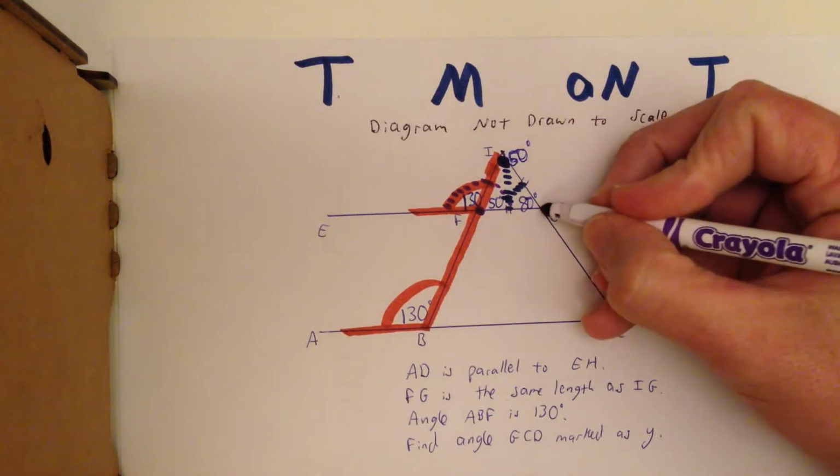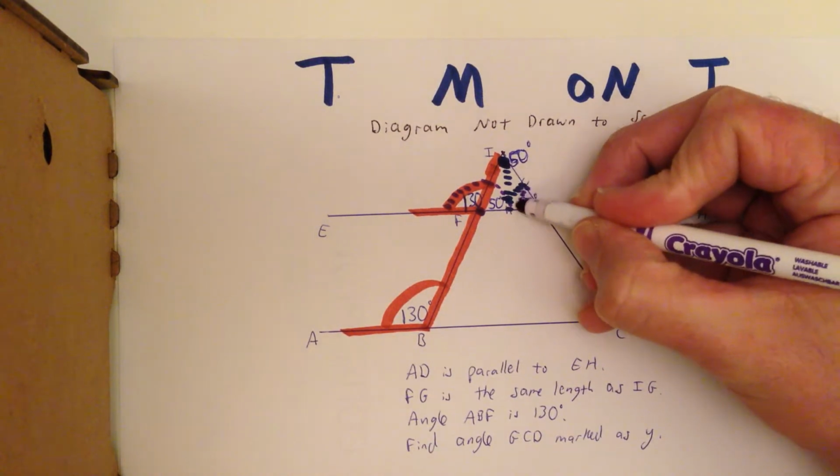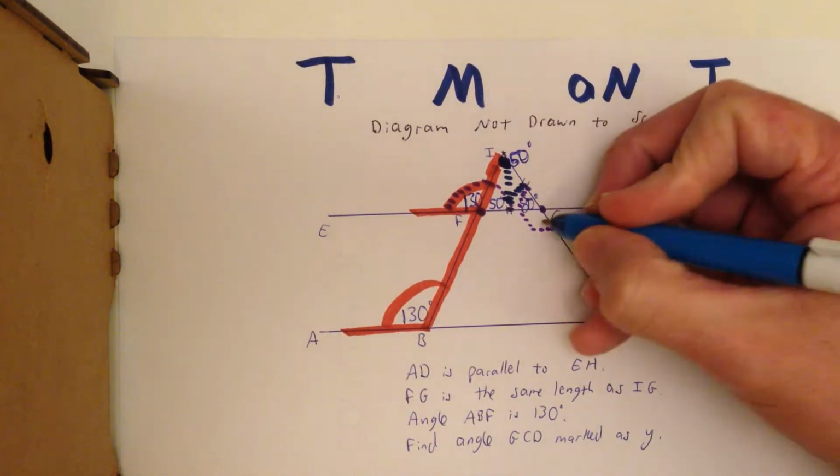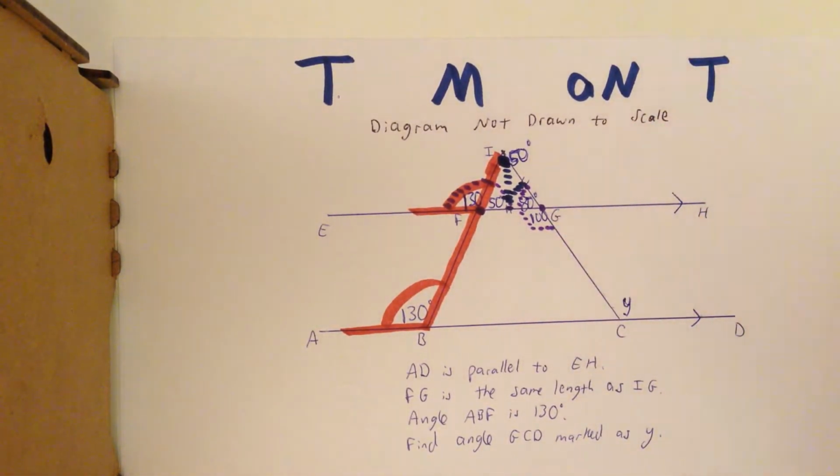Now we're going to plant our sprinkler. And we know those two angles add up to 180 degrees. They're on a straight line. So if that's 80, this has to be 100.